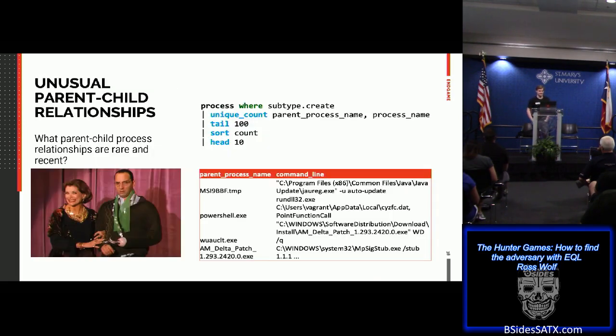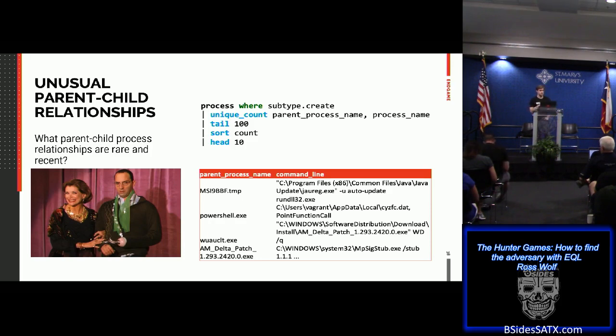So one question you could ask is, what parent-child process relationships are new or rare in my environment? You could look at process creations. This is like the other one where I had that long hard-coded query, but you could look for a lot of these, find what's rare, and then sort those.